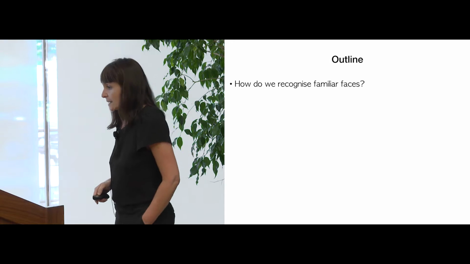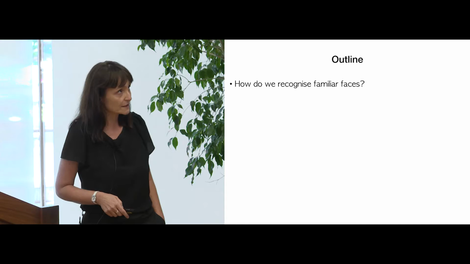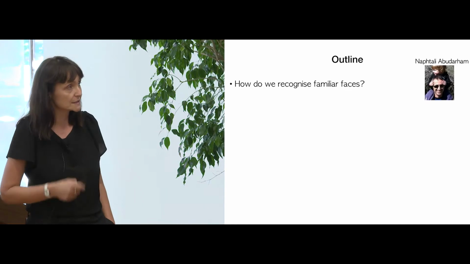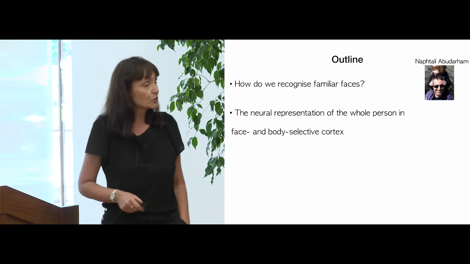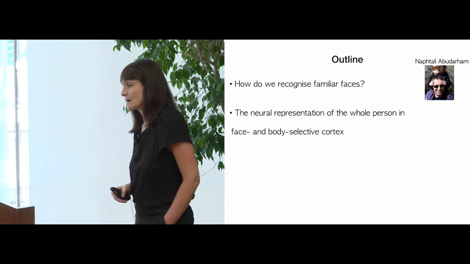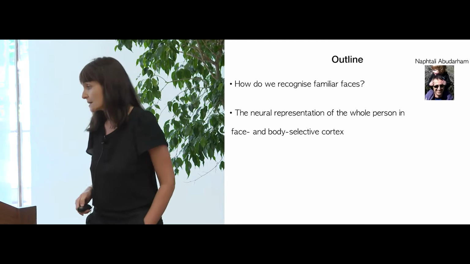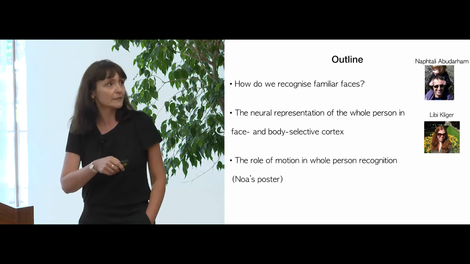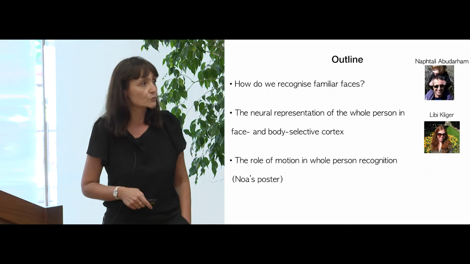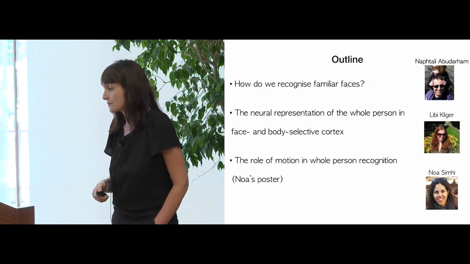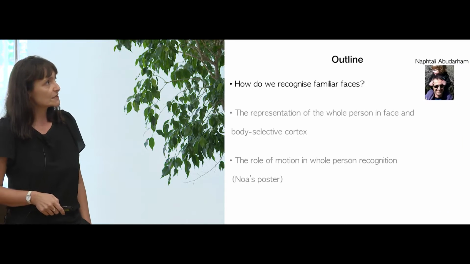of research. I'm going to start with something that we already talked about this morning, how we recognize familiar faces. And I'm going to talk about studies that Naftali Aburdaham in my lab has run in the past few years. Then I'm going to switch to a different question and ask what's the neural representation of the whole person in face and body-selective cortex. This is done by Libby Clear in my lab. And then I'm going to talk about the role of motion in whole person recognition. This is work done by Noah Simchi in my lab, who is here, and also presented a poster on this data. So let's start with familiar faces.